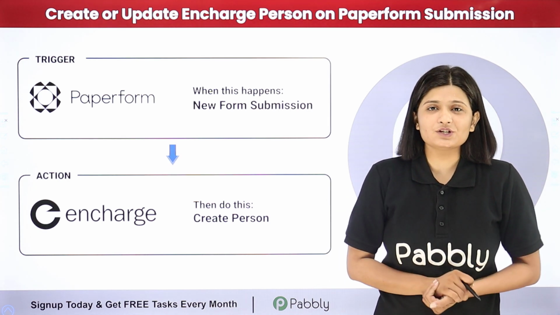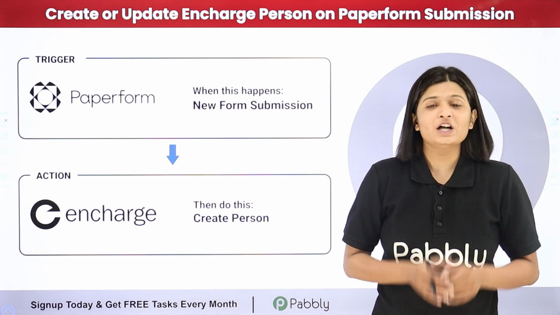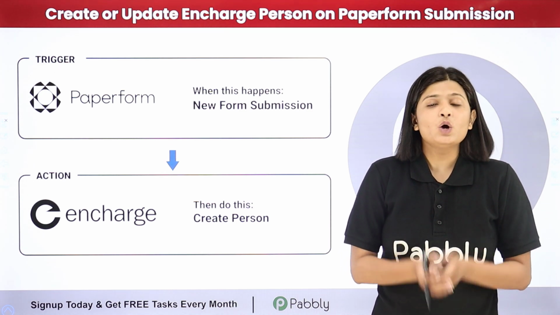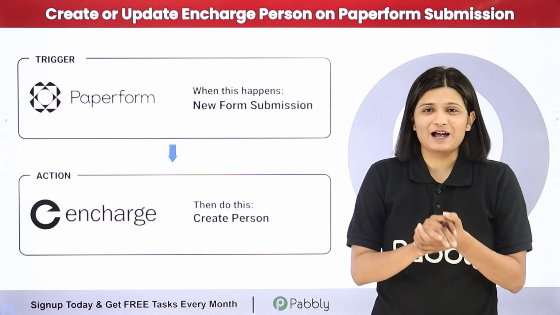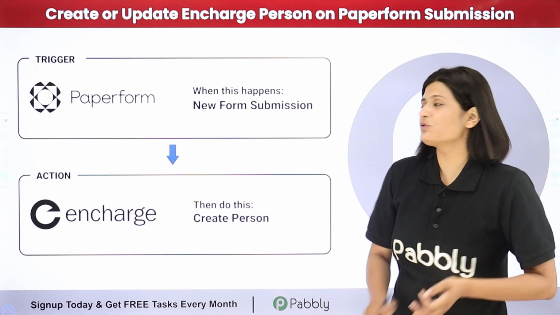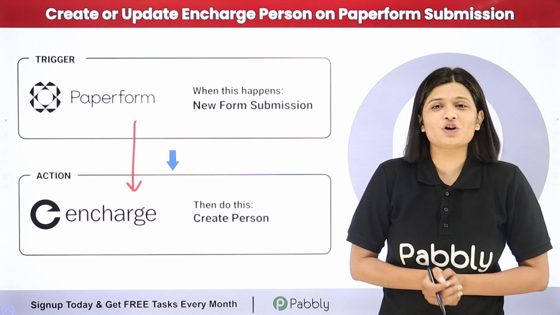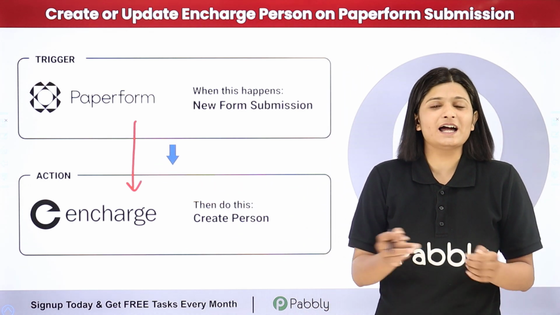To do this automation, I am going to use Pabbly Connect. Pabbly Connect is an amazing automation and integration software which requires no coding or programming skills. Here I just need to build a connection between Paperform and Encharge. Pabbly Connect runs on two principles, which are trigger and action.